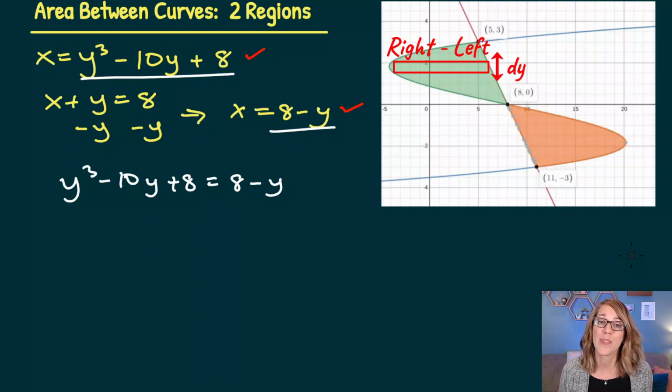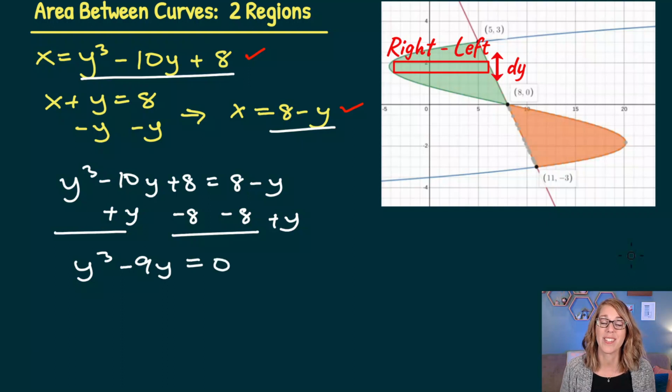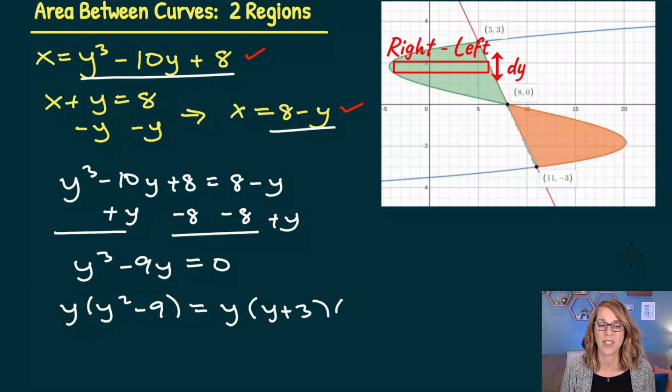To solve this cubic, I want to get 0 on one side. So I'm going to subtract the 8 and add the y and add the y. This gives me y cubed minus 9y is equal to 0. I can factor a y out. That gives me y squared minus 9 in the parentheses, which, if I factor this one further, is going to be a difference of squares. y plus 3, y minus 3 is equal to 0.